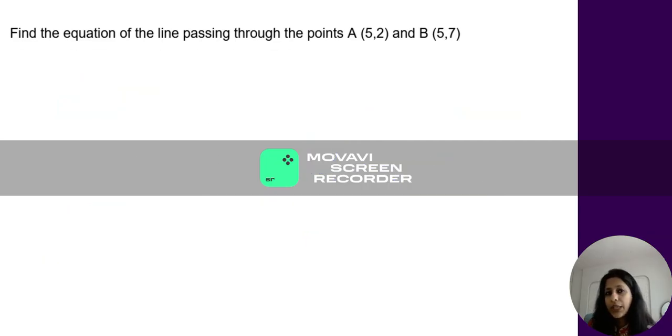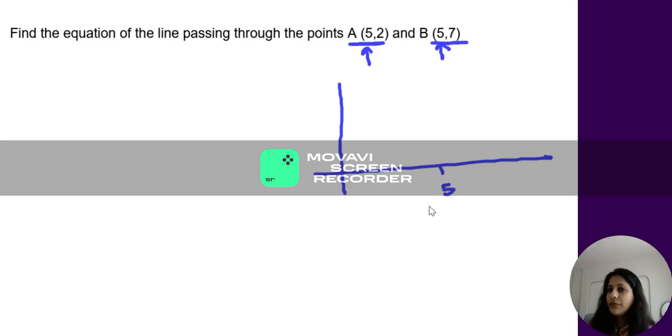Let's take one more example. Now it says find the equation of the line through these 2 points. So what is common in these 2 points now? Yes. Now my x coordinate is the same. If my x coordinate is the same, it remains 5, and this is 2 and this is 7 on the y. So these are the points.